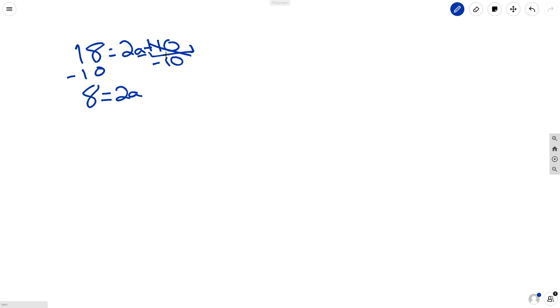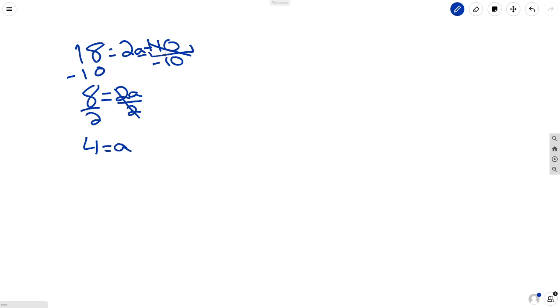So we need to do the opposite of what's happening in order to move this 2 over. So 2 is being multiplied by a. So in order to get rid of it, we need to divide by 2. What we do to one side, we have to do to the other. So 8 divided by 2 is 4. So 4 equals a.